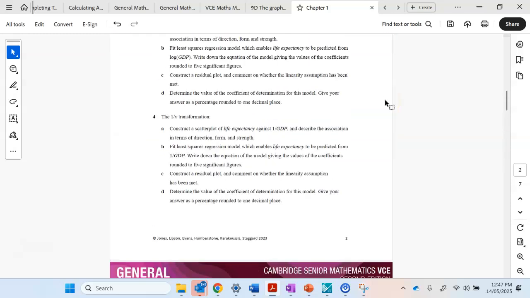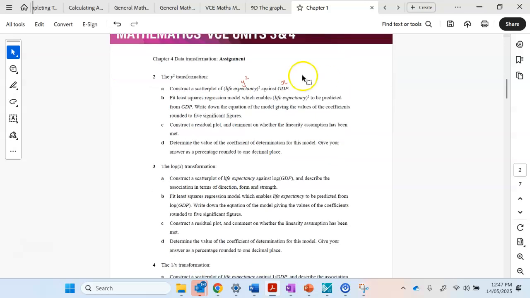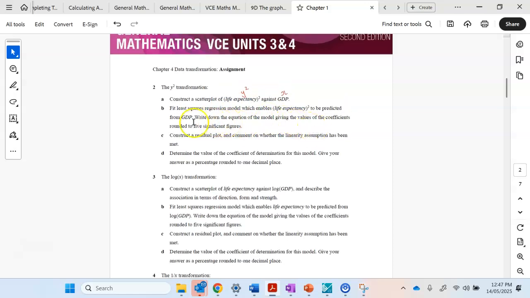All right, let's go back. So we've done our scatter plot. Part B, fit the least squares regression model, which enables life expectancy to be predicted from GDP. Write down the equation of the model, giving the values of the coefficients rounded to 5 significant figures.